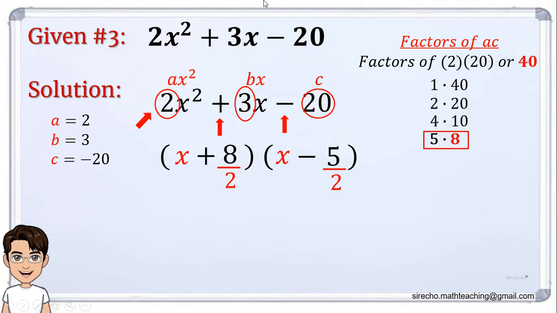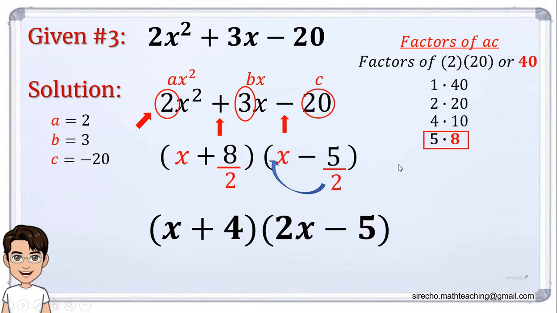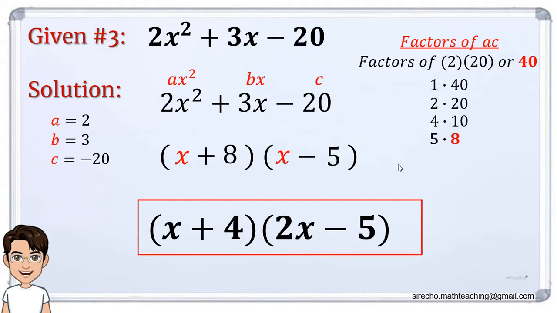So, therefore, isa-isahin na natin ngayon. Sa first binomial, ang sagot ng 8 divided by 2, and that would be 4. So, we have x plus 4. Then, sa second binomial naman, ang 5 over 2 is already in lowest term. It has no whole number answer. So what we're going to do here is to do the bottoms up, wherein 2 will be written beside our x. So that would be 2x minus 5. Therefore, our final answer here is the quantity of x plus 4 times the quantity of 2x minus 5.